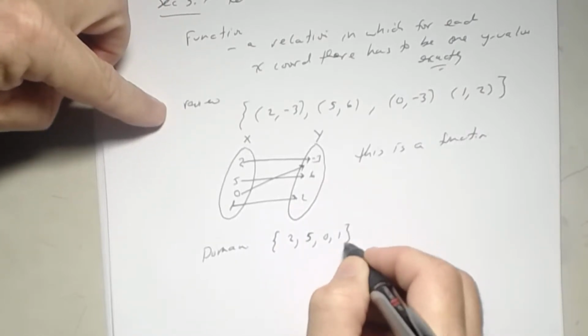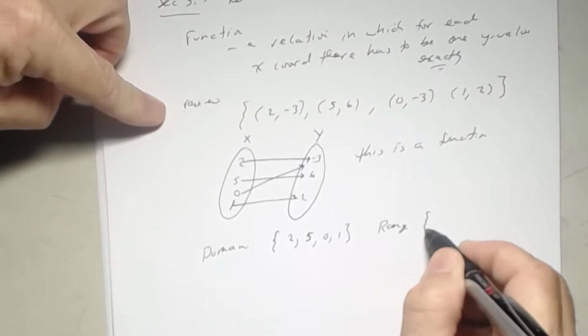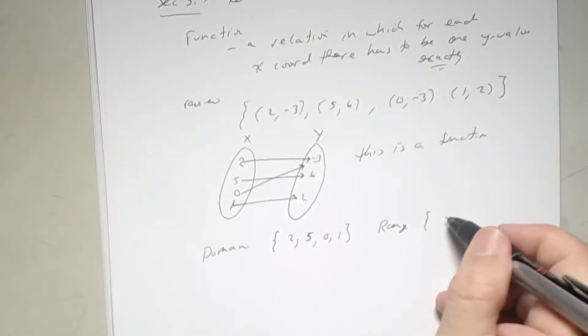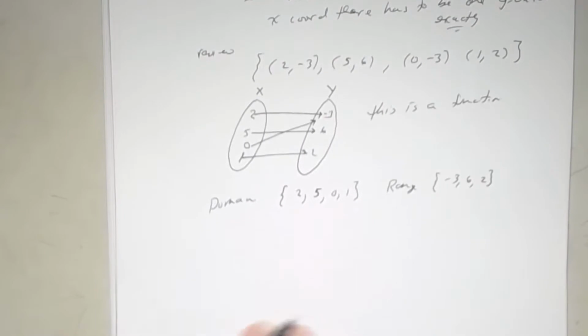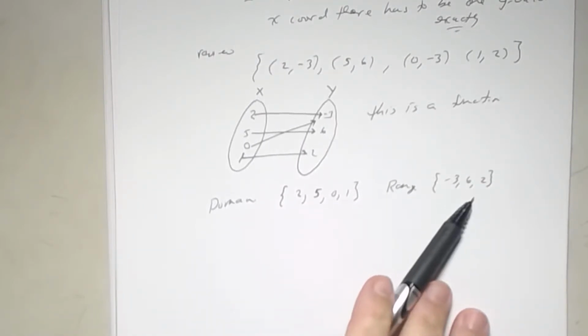Close brace. And then for the other one, open brace: -3, 6, and 2. Close brace. And again, don't list -3 twice. Only list it once.